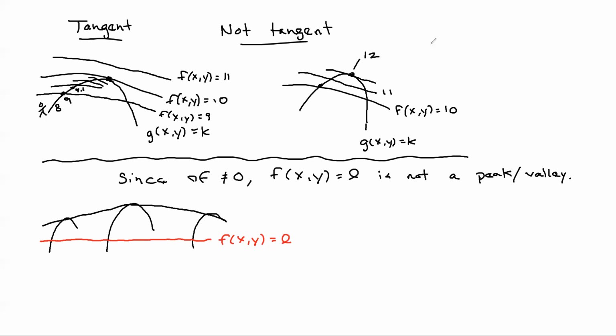Okay, so this is f of xy. Since the gradient of f is not equal to 0, we know that we're not talking about the top of the hill here. We're talking about the side of the hill. And in particular, a level curve is going to be the side of the hill that's all at the same height.